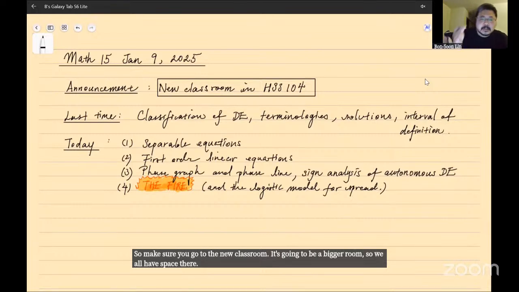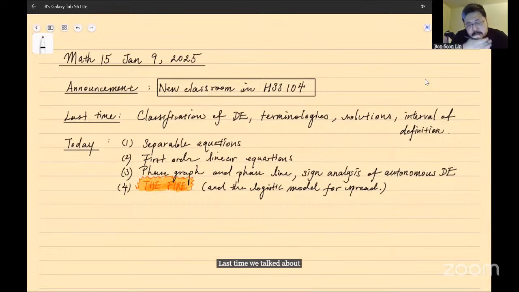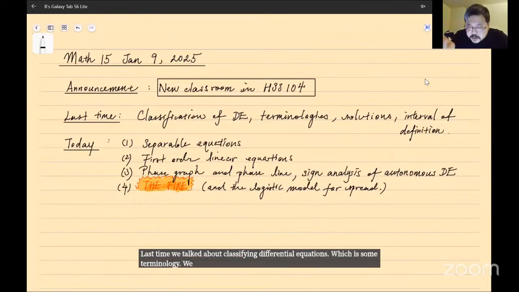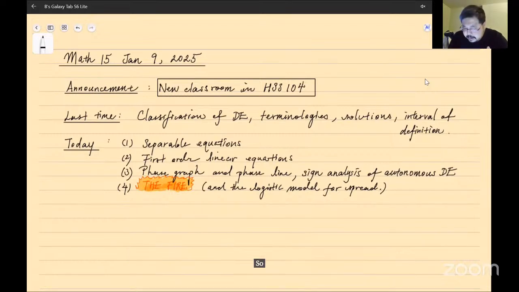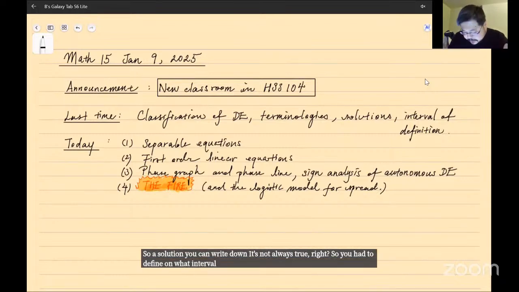Last time we talked about classifying differential equations. We did some terminology, we discussed what it means to be a solution, and what it means for a solution to exist on a certain interval, its interval of definition. A solution you can write down is not always true, so you have to define on what interval it's actually true for the differential equation. So that's the interval of definition.